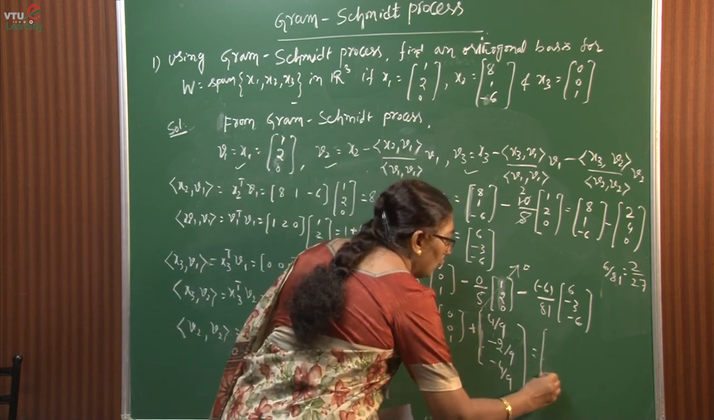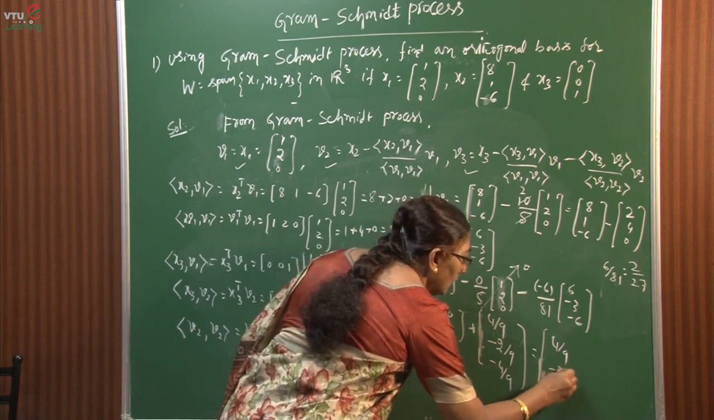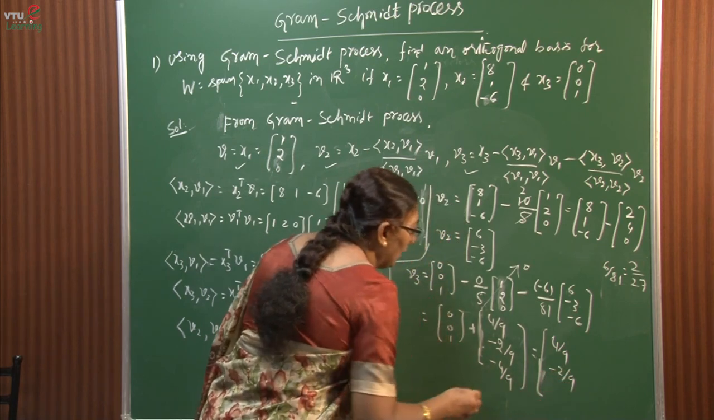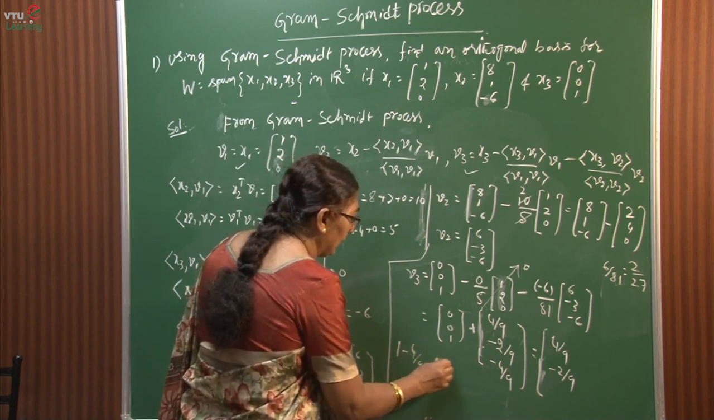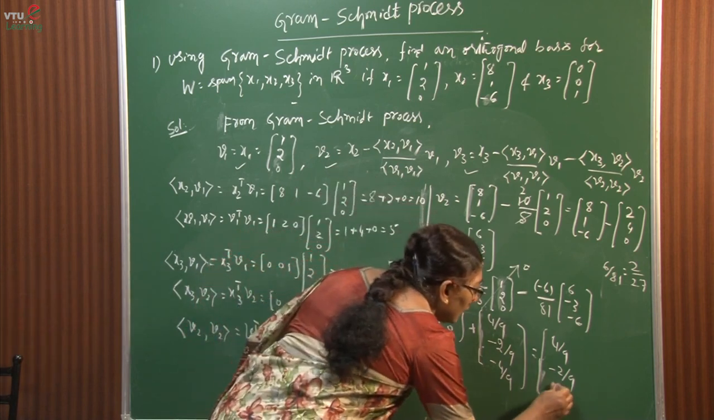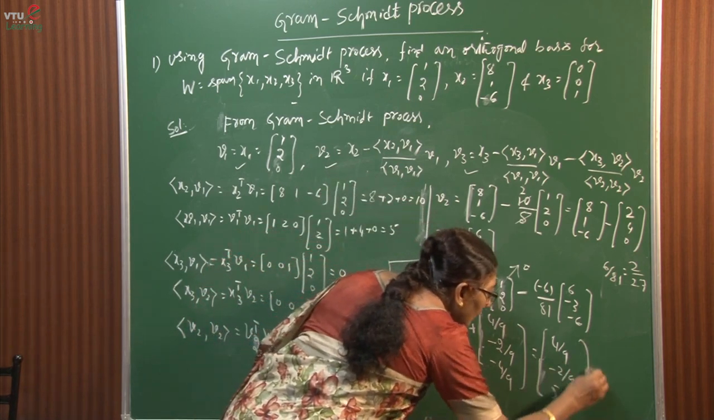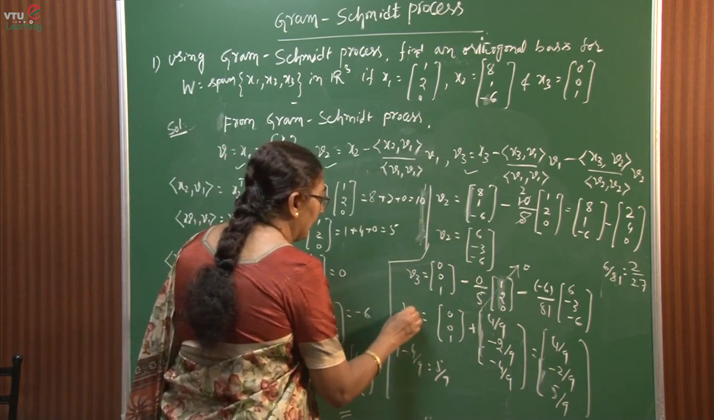I have to add 4 by 9, and then minus 2 by 9, and then 1 minus 4 by 9. You take LCM and simplify, 9 minus 4, 5 by 9, we get 5 by 9. This is my V3.